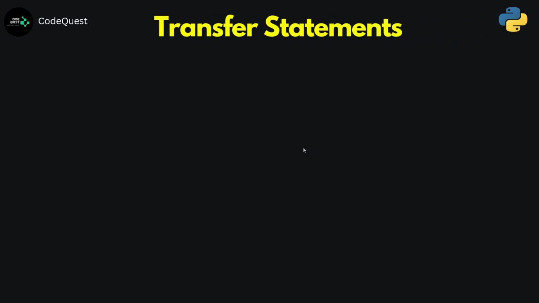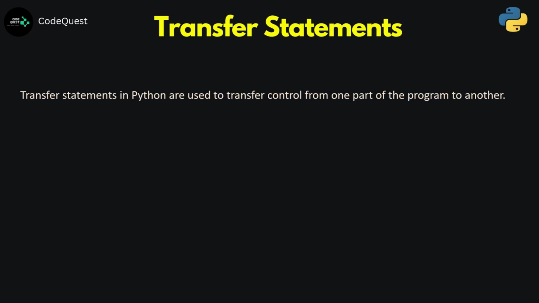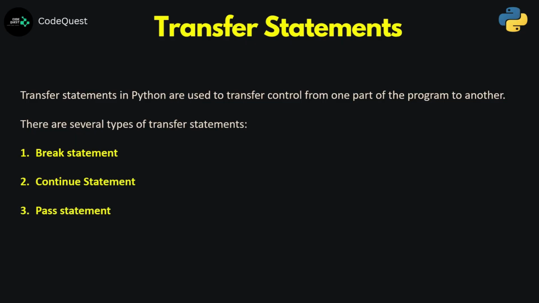So transfer statements in Python are mostly used to transfer the control from one part of the program to another. Now in Python, there are three types of transfer statements: break statement, continue statement, and pass statement.